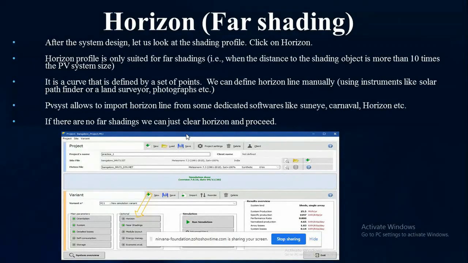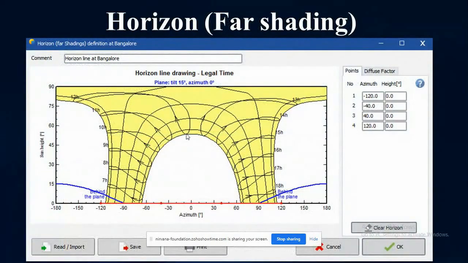We can take the instrument, like some Solar Pathfinder, to the location, we can draw the horizontal line, and we can upload the values manually. Or else, if this is a small project, I have cleared the horizon, and let's proceed with the clear horizon. Here you can see the clear horizon profile, and this is the sun position diagram with the sun's height and sun azimuth for the location.